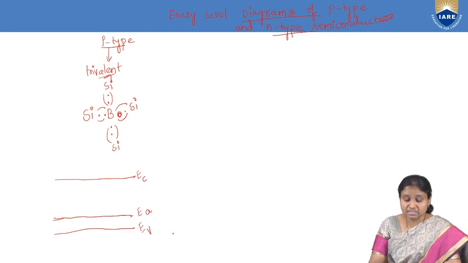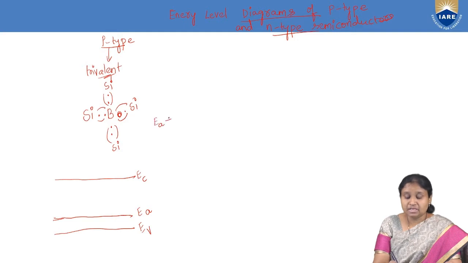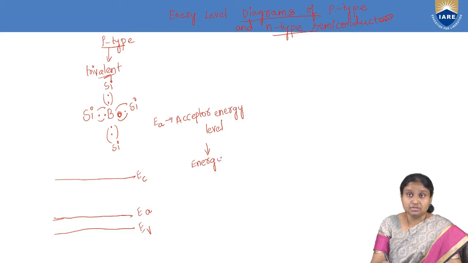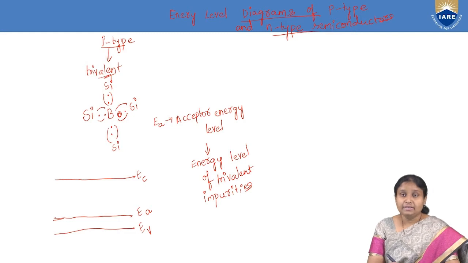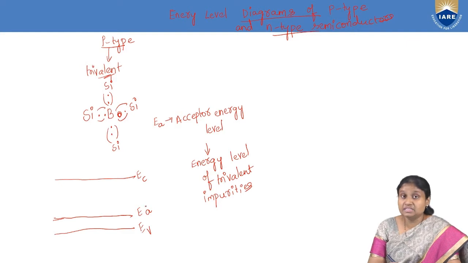And what is the acceptor energy level? It is the energy level of the trivalent impurity. Suppose you have added boron atoms, then this is the energy level of the boron atom. And of course, what we observe here is that at first this acceptor energy level is empty.